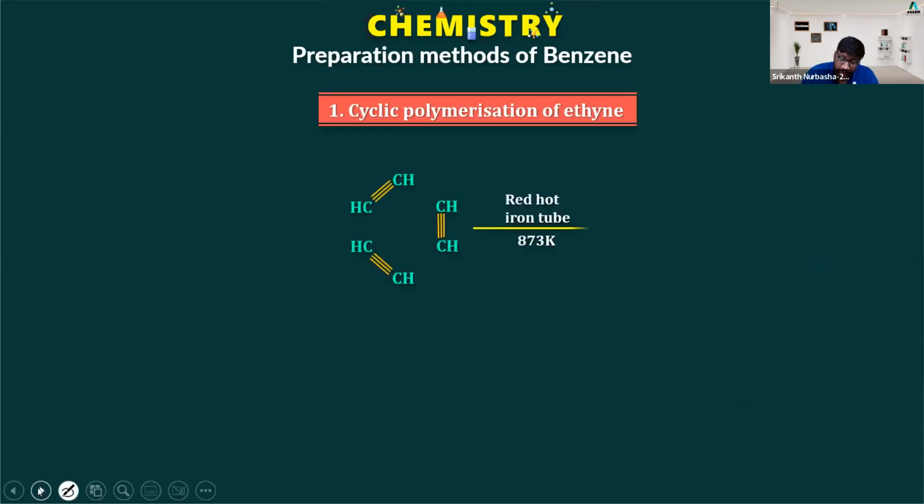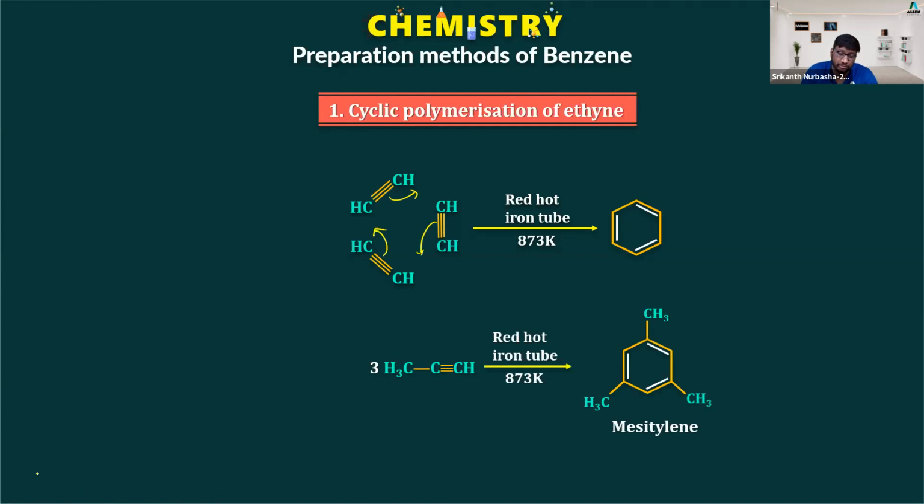Last class itself, we have seen one reaction, like cyclic polymerization of ethine. If you do the cyclic polymerization of ethine, then you will produce what? In the red hot iron tube or copper tube, the pi electron density will move in such a way that you will get a 6-membered ring and you will get benzene. If you take 3 moles of CH3, C triple bond CH, you will get what, students? 1, 3, 5 trimethyl benzene, which is also called mesitylene.